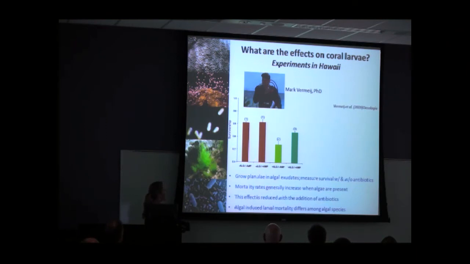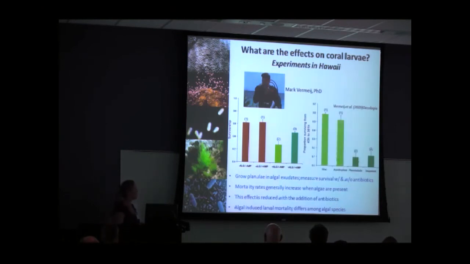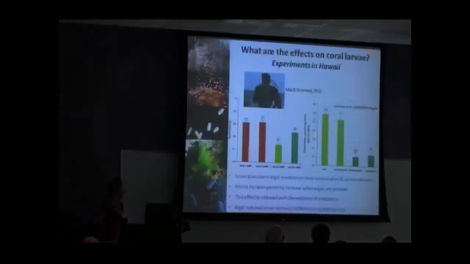Two of these treatments do not have algae exudates present, and these two do. We had the greatest survivorship of coral larvae occurring in the absence of algae. He had the least survivorship of coral larvae happening with algae and no antibiotics. You could add antibiotics and get a slight increase in larval survivorship. So this suggests that there's something microbial going on here. He also tested this with several different algal genera and found, again, some species-specific responses, suggesting that larvae are more or less susceptible to different types of algal exudates, and that algal-induced larval mortality differs among algal taxa.